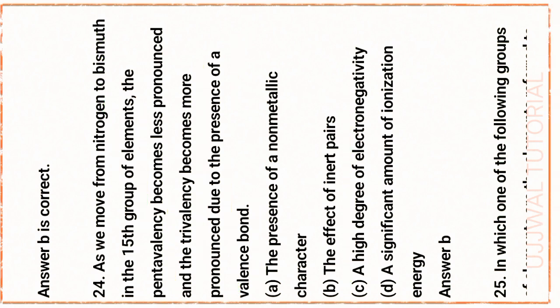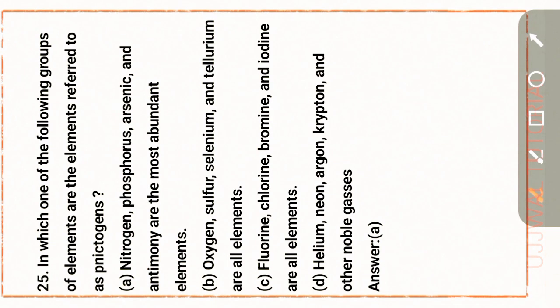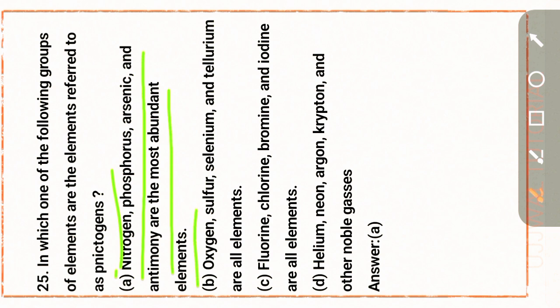Okay. Next question number 25. In which one of the following groups of elements are the elements referred to as pnictogens? Okay. Option A. Nitrogen, phosphorus, arsenic, antimony are the elements of the pnictogen family. That is option A is the right answer.